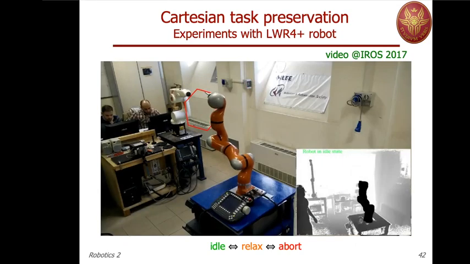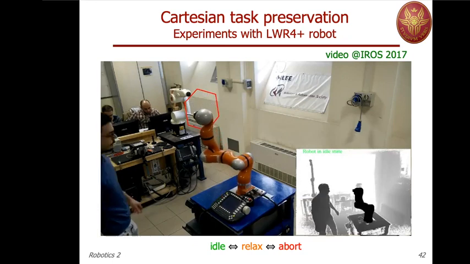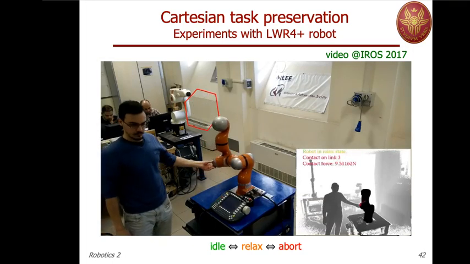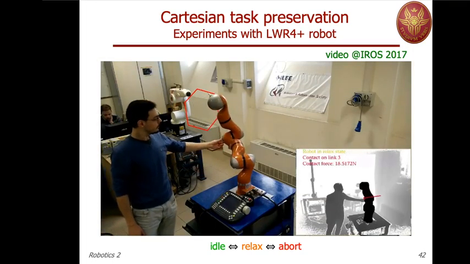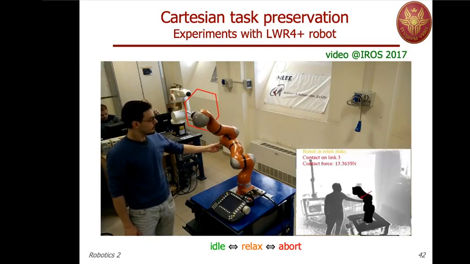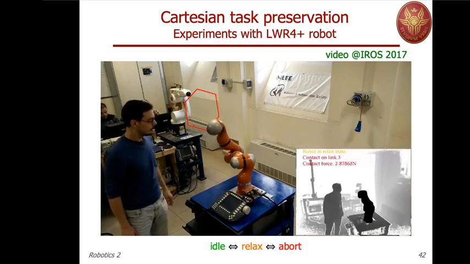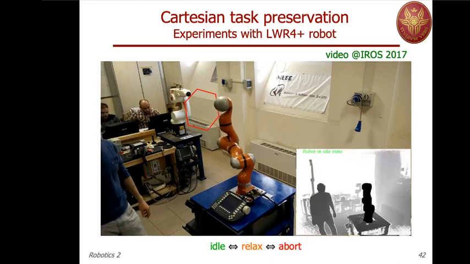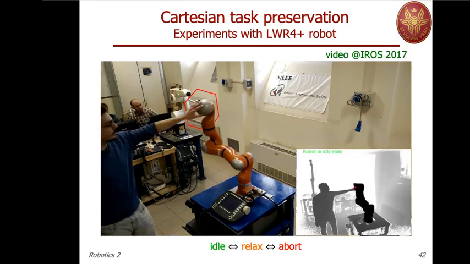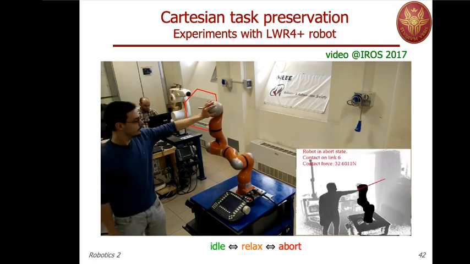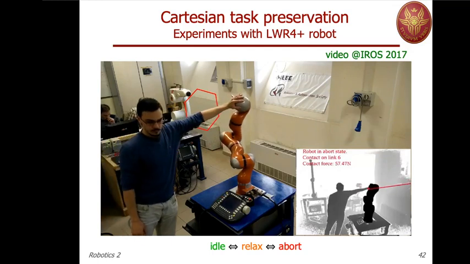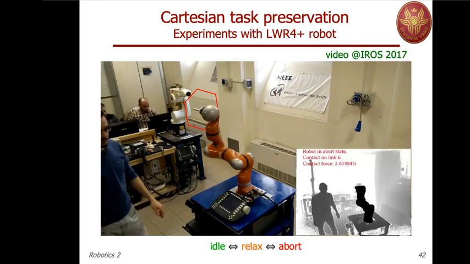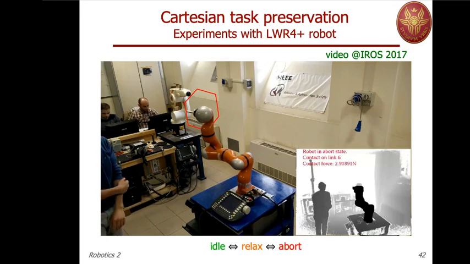So here the original task is executing this hexagon. Now if you're pushing, the robot is in the relaxed state, so it's releasing orientation but then recovering everything. Idle state, and now abort. You see that the robot has abandoned completely the task, but then it recovers and restarts the task from where it was left.